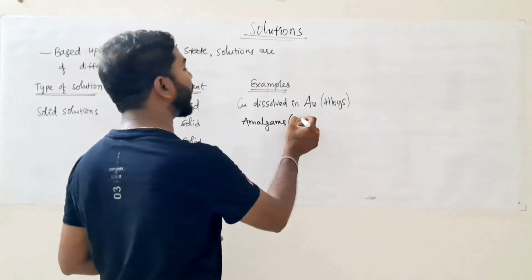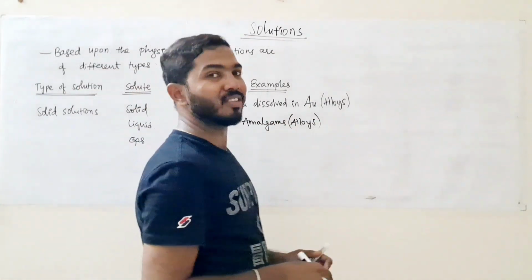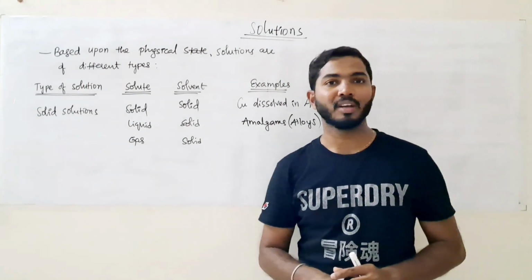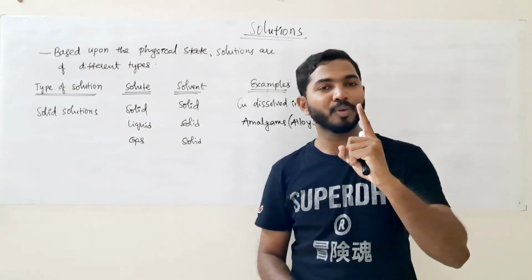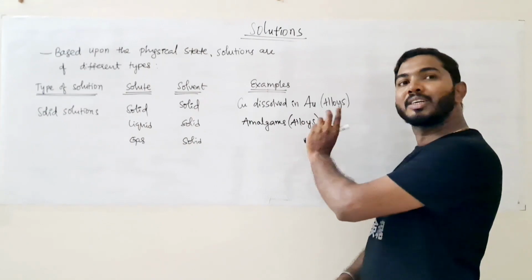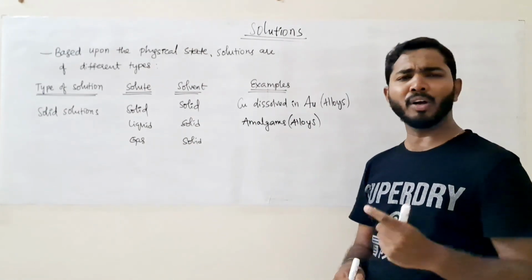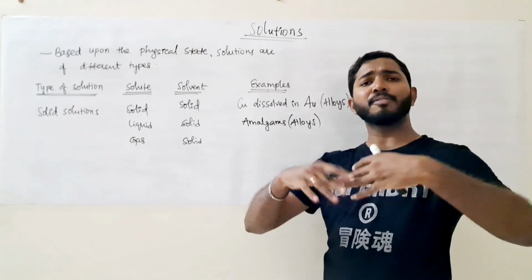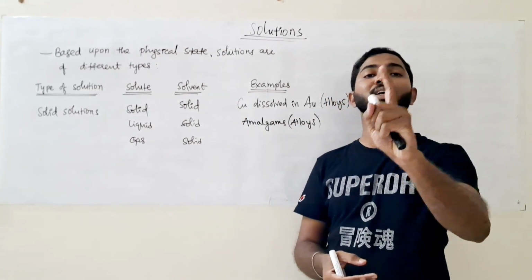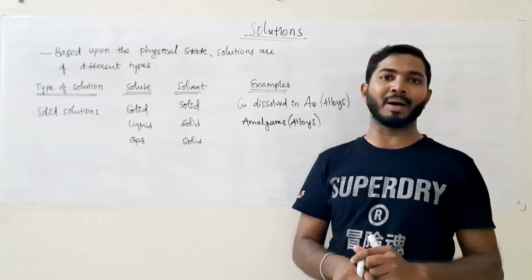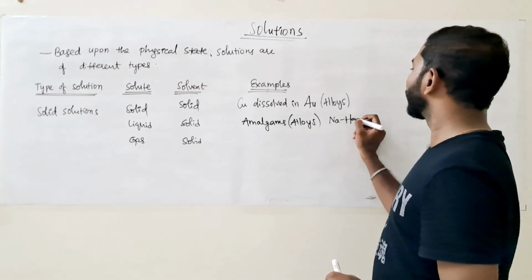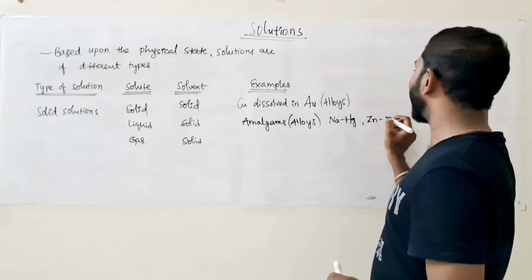Actually, I just want to say this: all amalgams are alloys, but not all alloys are amalgams. Very important. I'm repeating it: all amalgams are alloys, but not all alloys are amalgams. Because in alloys we may have different metals, but among those metals, if one of the metals is mercury, then we can call it an amalgam. We generally take sodium amalgam or zinc amalgam.